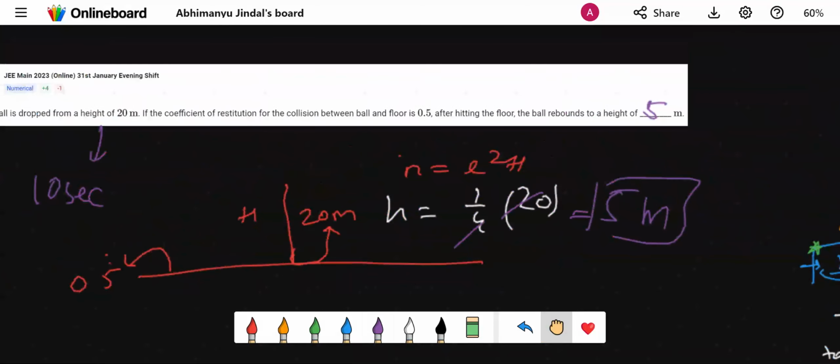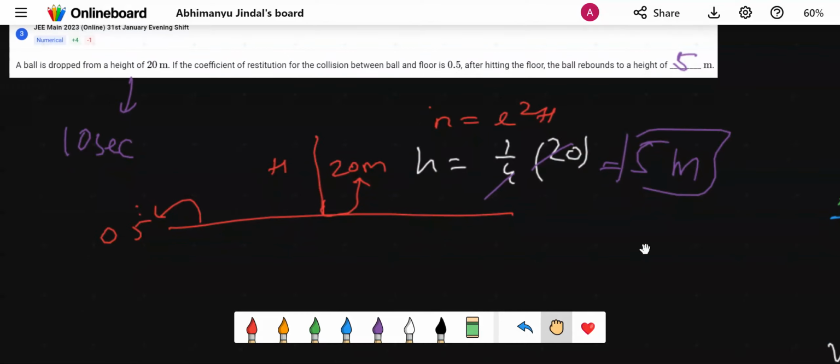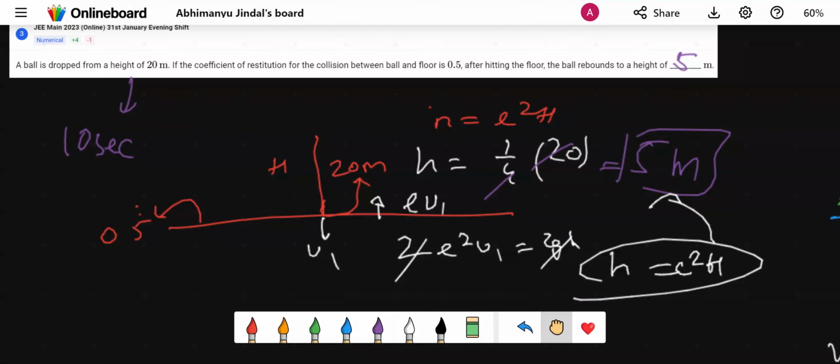Or if you don't want to remember the result, you can use the simple formula and say that this is u1, this is e times u1, and then find e u1 squared equals 2gh', and then cancel this part, and then h' equals e squared h, and at the end you can get this as your answer.